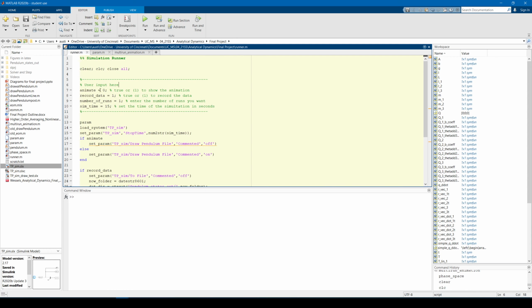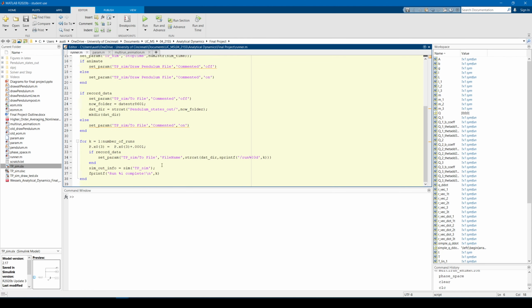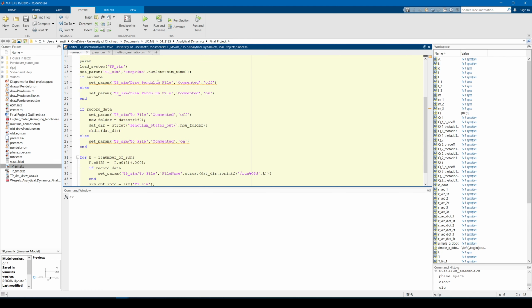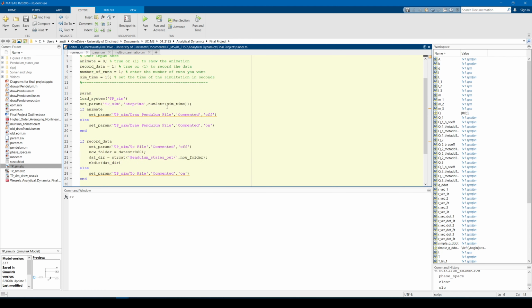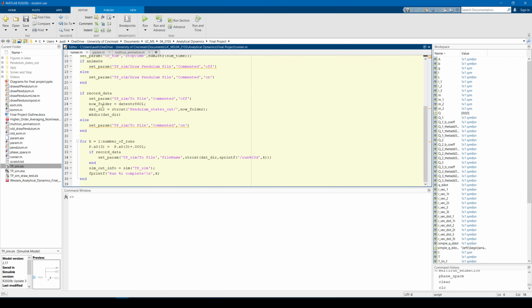We can choose if we want to animate the simulation, record the data, how many pendulums we want to simulate, and how long we want to run the simulation. Pretty straightforward: setting up all these parameters in the Simulink file, recording the data, and then actually running the file.